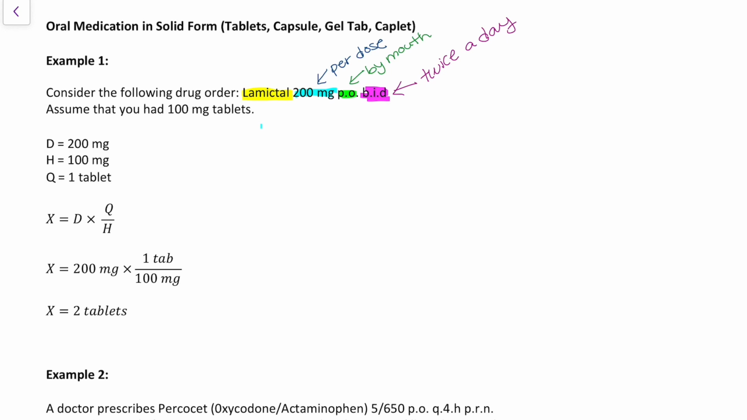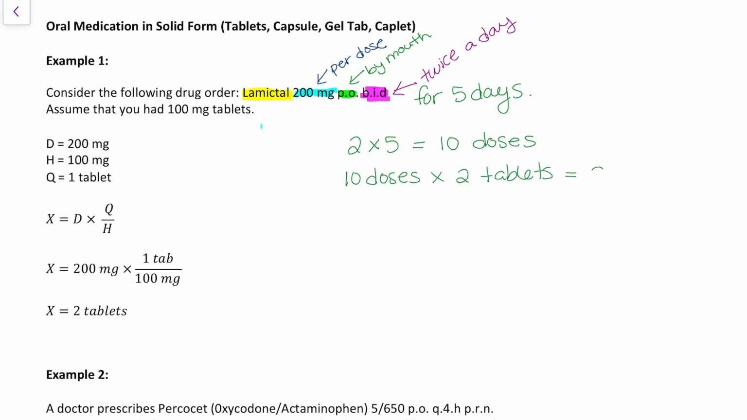Okay. Now the question could also say for 5 days, and so you could figure out how many they need to take overall over all the 5 days. Let's say it's for 5 days. Well, it's twice a day for 5 days, so they need 10 doses. There's 2 tablets per dose. So I'm going to prescribe 20 tablets in total for them to use over those 5 days.